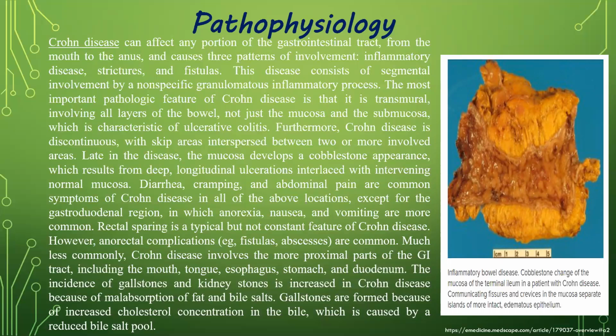Much less commonly, Crohn's disease involves the more proximal parts of the GI tract, including the mouth, esophagus, stomach, and duodenum. The incidence of gallstones and kidney stones is increased in Crohn's disease because of malabsorption of fat and bile salts. Gallstones are formed because of increased cholesterol concentration in the bile, which is caused by a reduced bile salt pool. On the picture on this slide, you can see cobblestone change in the mucosa of the terminal ileum in a patient with Crohn's disease.